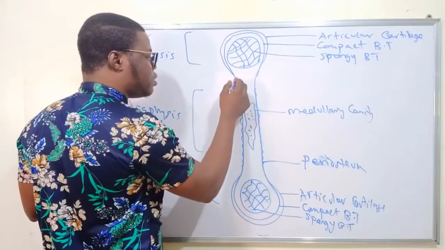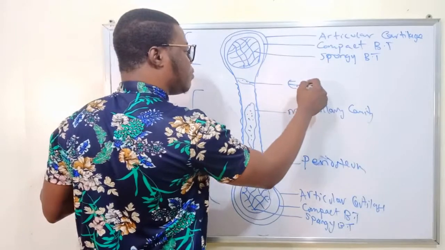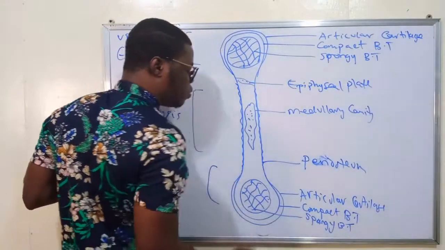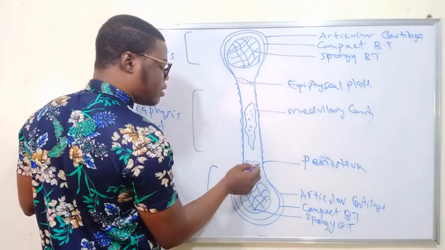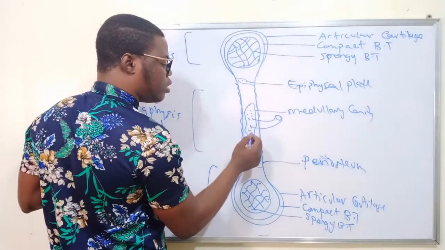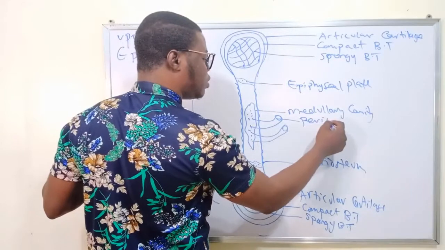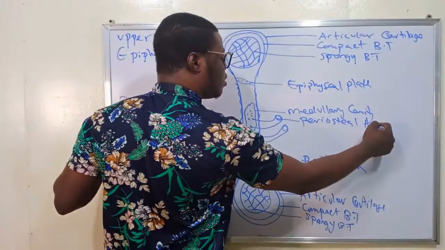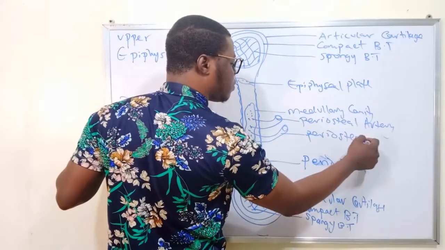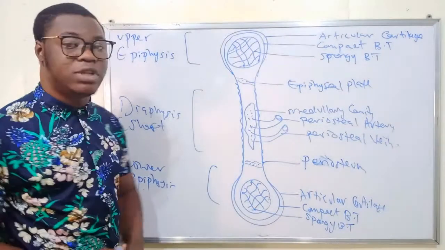And now we said between each end we have what? We have the epiphyseal plate. So we said the arterial supply to bone is through the periosteal artery. So you can just do like this. One, and then another one, two. So you can call this the periosteal artery. And this will be the periosteal vein. And this is a complete diagram for the development of long bone.